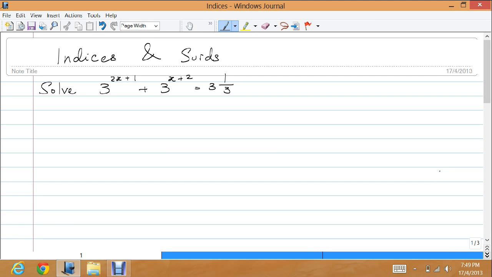Today we're going to look at some examples of indices and surds. In class we have learned the laws of indices and we'll apply them to this equation. We want to solve 3 to the power of 2x+1 plus 3 to the power of x+2 equals 3 and 1/3. Notice there's an addition sign here.